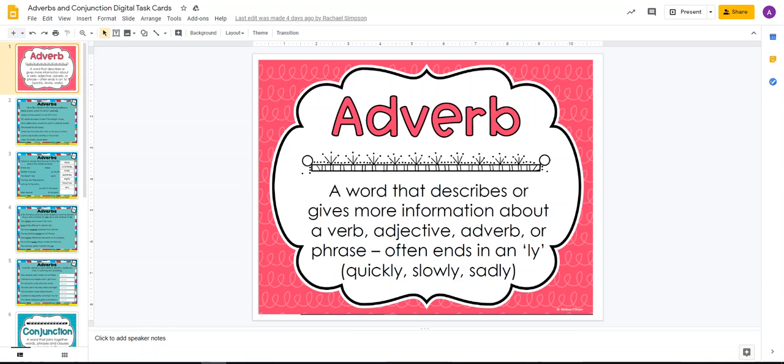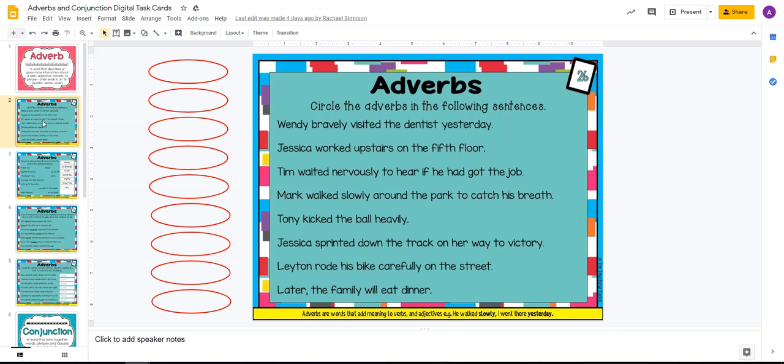So an adverb doesn't just describe a verb. It can be added to an adjective, but it's usually more description of what that word is. They're connected. So we'll go in and we'll talk about this just a little bit more.